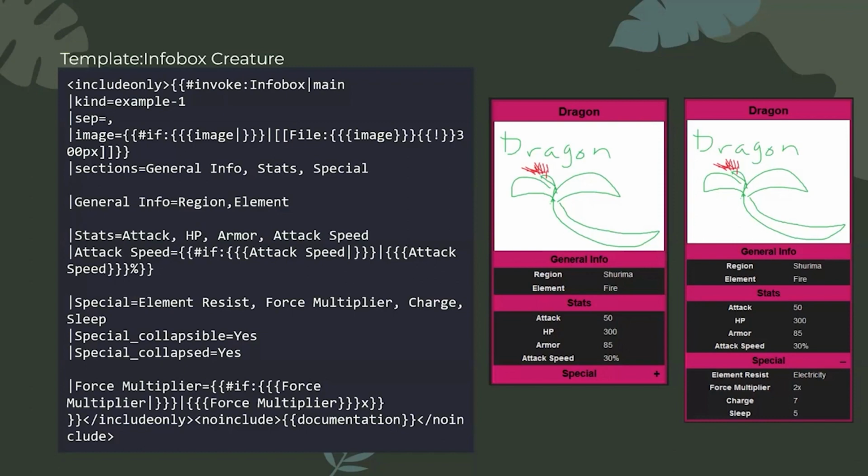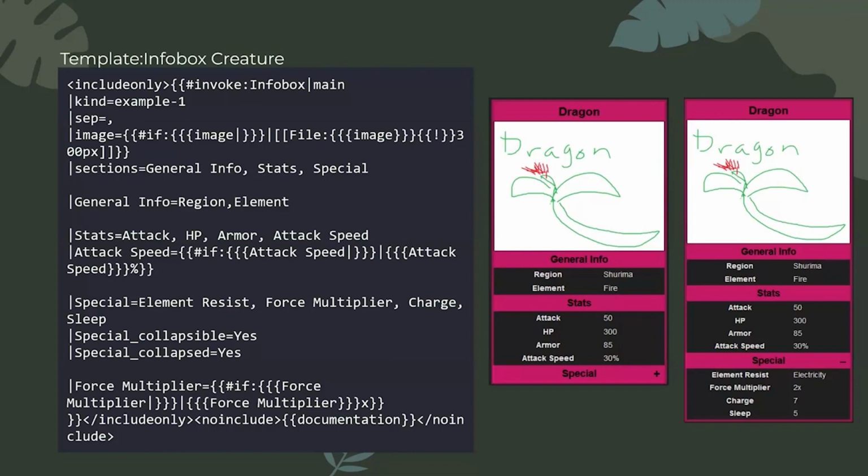So the root of the infobox is the sections parameter, and then you can index into each of the sections by providing a list of data fields that go inside of the sections. So we have a general info section, a stats section, and a special section. And then general info is going to have the fields region and element, and stats is going to have attack, HP, armor, and attack speed.